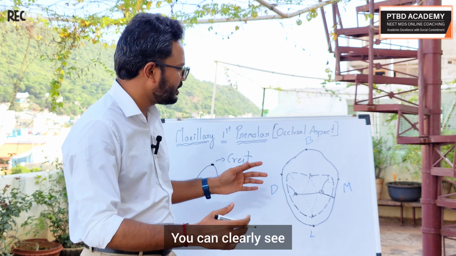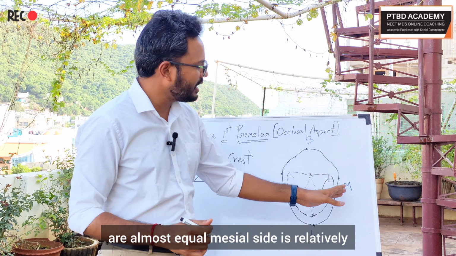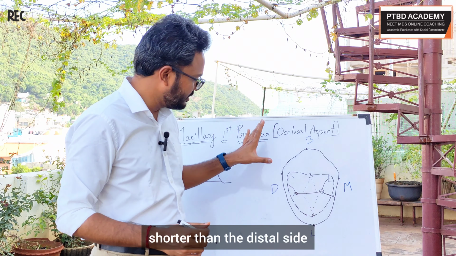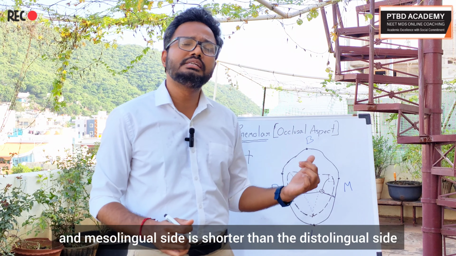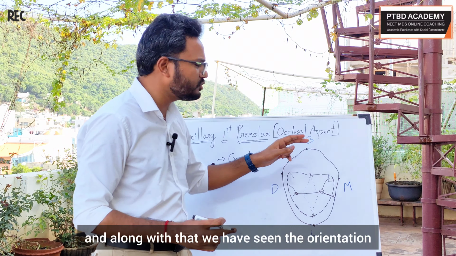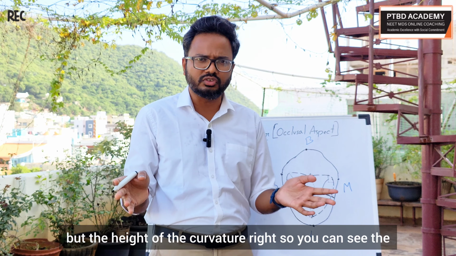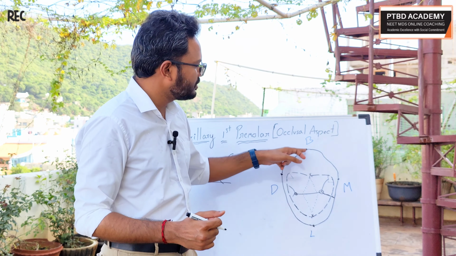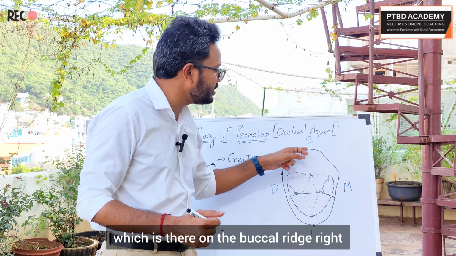You can clearly see that even though roughly the buccal sides are almost equal, mesial side is relatively shorter than the distal side, and mesolingual side is shorter than the distolingual side. And along with that, we have seen the orientation of the crests. A crest is nothing but the height of a curvature, right? So you can see the buccal crest, the crest which is there on the buccal ridge, right?